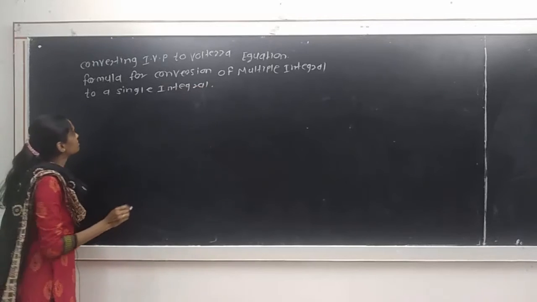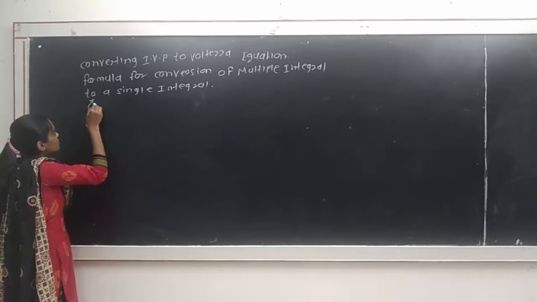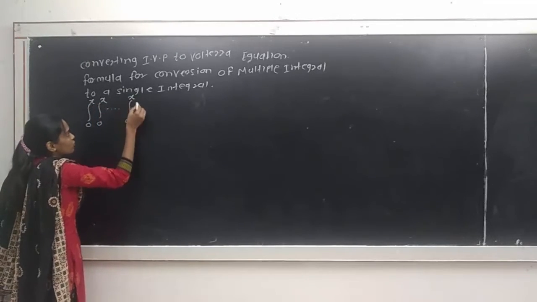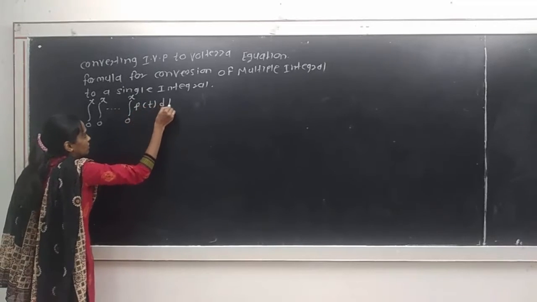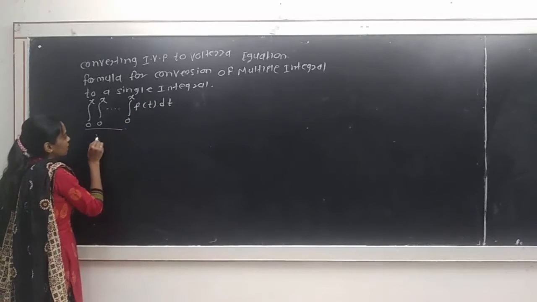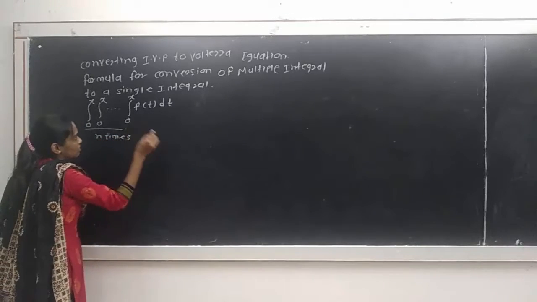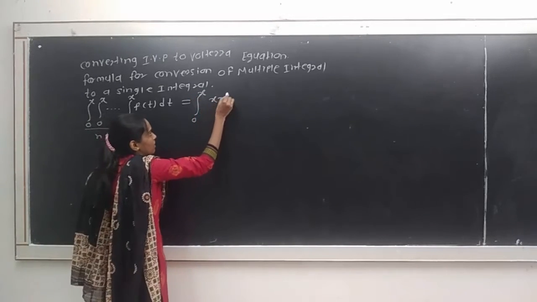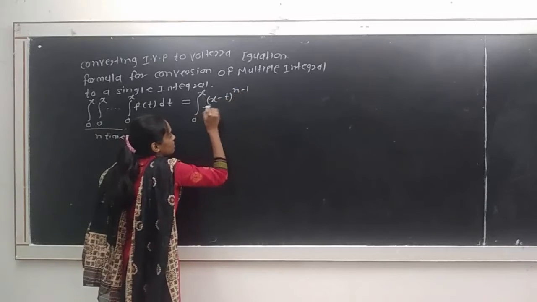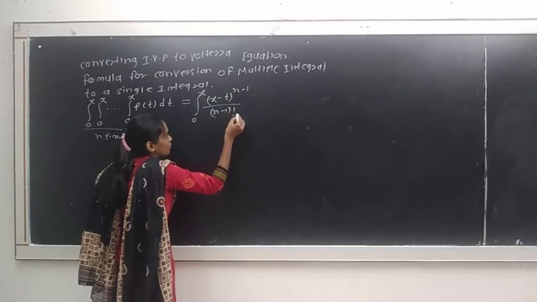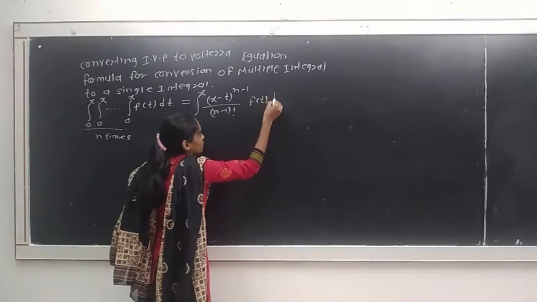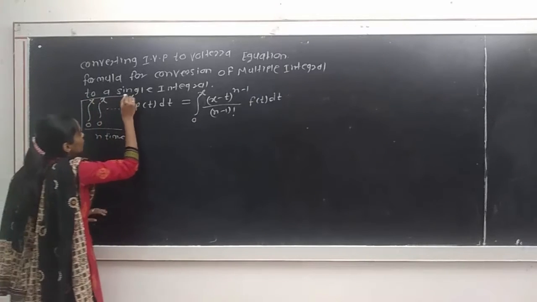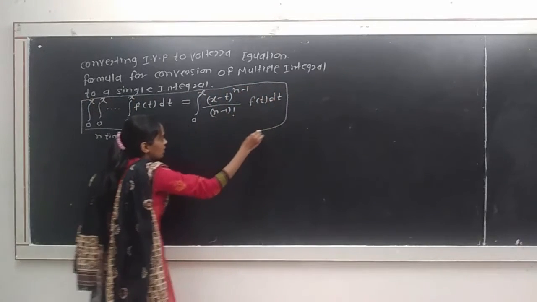The formula is integration from 0 to x, integration from 0 to x, and so on up to integration from 0 to x, of f of t dt. This integration taken n times is equal to integration from 0 to x, (x minus t) raised to n minus 1 divided by (n minus 1) factorial into f of t dt. This is the formula for conversion of multiple integral into a single integral.